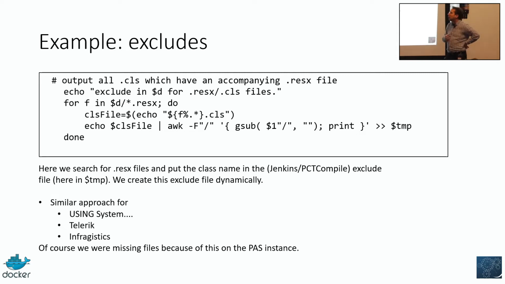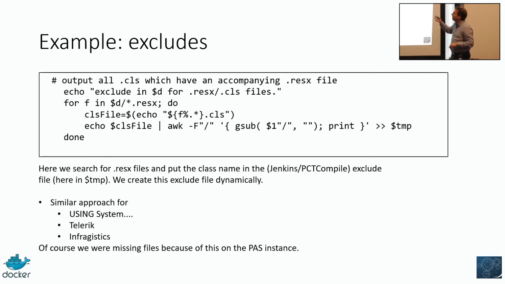so the files you don't want to compile. Now, if you go search in all your source codes for all the classes which have a resx file accompanying, then you know it's a UI screen. If there's a resx file, it's a .NET UI screen. The same thing goes if you look into the code and you see using system whatever, you know it's not going to compile because there's .NET in it. Telerik, same thing. Infragistics, same thing.